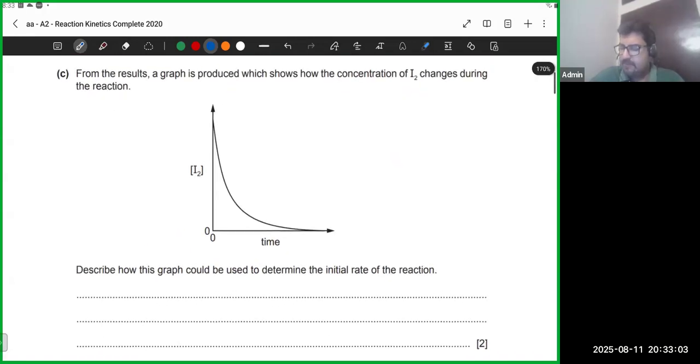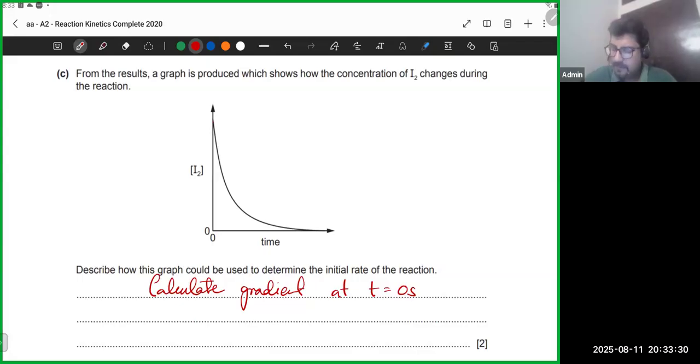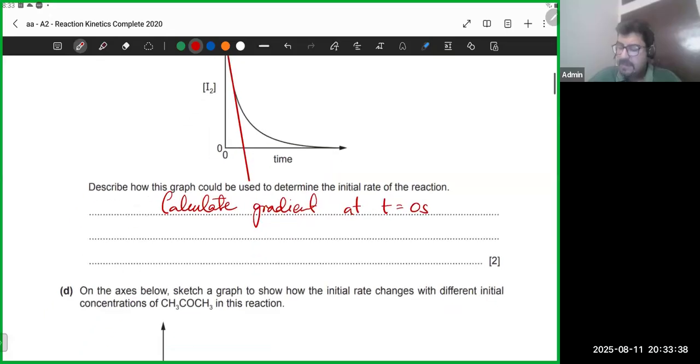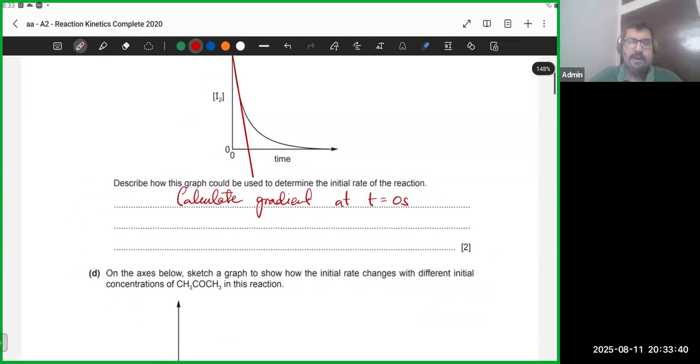Okay, describe how this graph could be used to determine the initial rate of the reaction. All you have to do is calculate the gradient. The plot is already done. So you're going to calculate the gradient at t equal to 0 seconds. Going to that point, that's what is needed. There will be one mark for the gradient and one for t equal to 0 seconds.